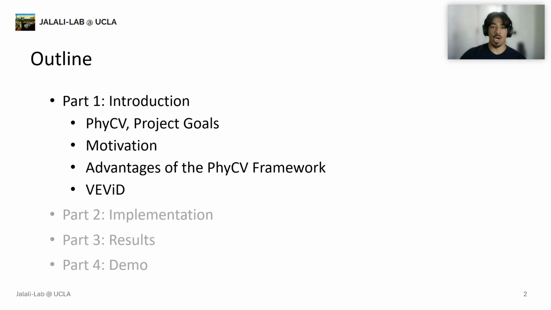In this video, I will be covering the general introduction to both my project and PhyCV. I will start by explaining what PhyCV is, as well as outlining my project goals. Next, I will describe some motivation and advantages of the PhyCV framework. Finally, I will conclude with a description of Vivid, PhyCV's low-light enhancement algorithm, which is the main focus of my project.